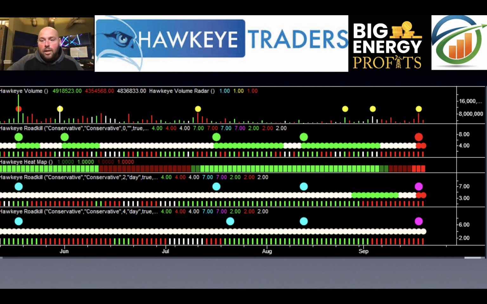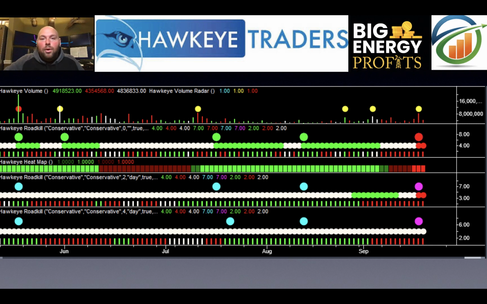My 4-day roadkill tells me that I have a volume roadkill dot there. That magenta dot tells me that there is consistency building in at that very same time. My trend is neutral, and that's okay. Why is that okay? Because remember, I'm looking now 4 days out. It's okay for the trend to lag a little bit. That's typical. What I'm most concerned with is the volume.